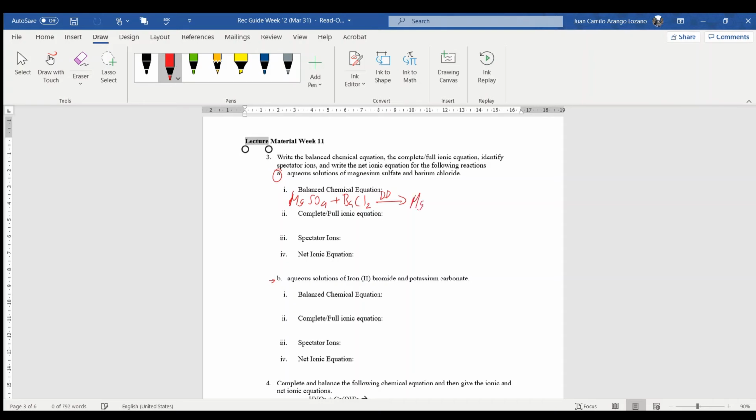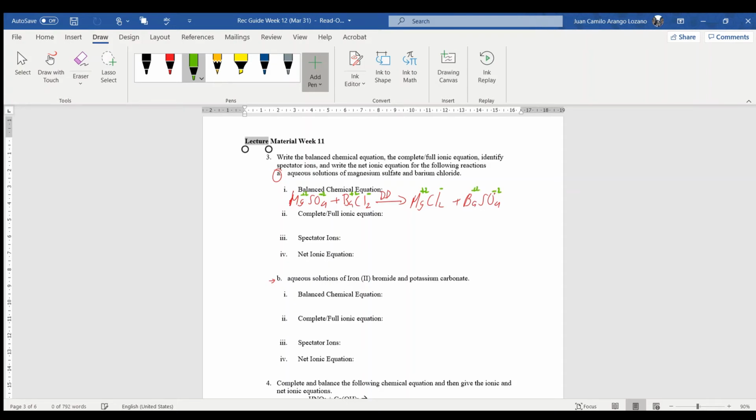So magnesium is going to be now with chlorine, and barium is going to be now with sulfate. Now if we take a look at the charges, if you recall, magnesium is always going to be +2, sulfate is always going to be -2, barium as I mentioned is going to be +2, chlorine -1, and in this case everything remains the same.